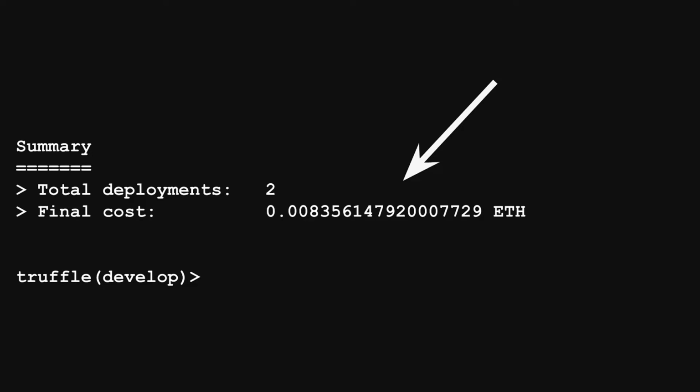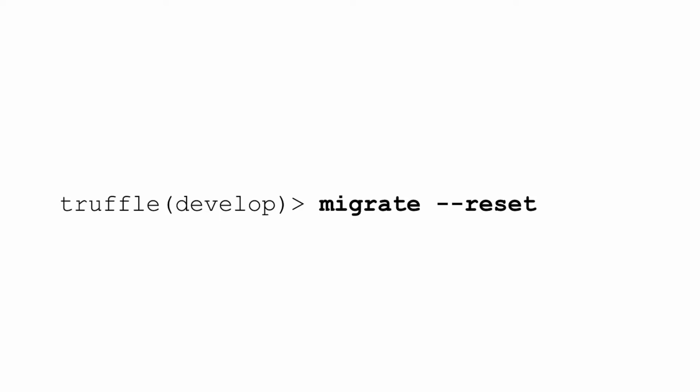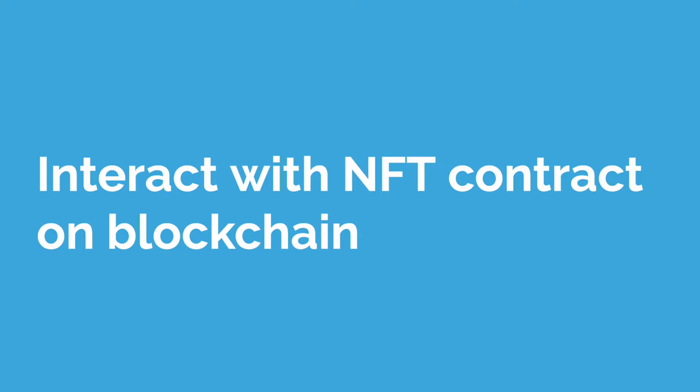Then we have the total deployments, which is 2 contracts, and the final cost. That cost was taken from our free testing accounts, so we don't have to worry about using real ETH. And we did it. We deployed 2 contracts, the sample and the NFT. If you want to redo that step, then use migrate again, but use the reset flag to redo the migration. And make sure you're in the Truffle console, not the regular console.